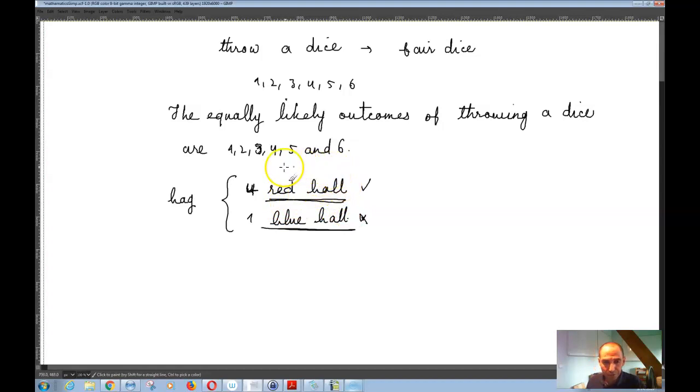But if you think about the outcome of drawing a ball, where the color is not important anymore, drawing a ball from the bag, in that case all the possible outcomes of the experiment would be equally likely.